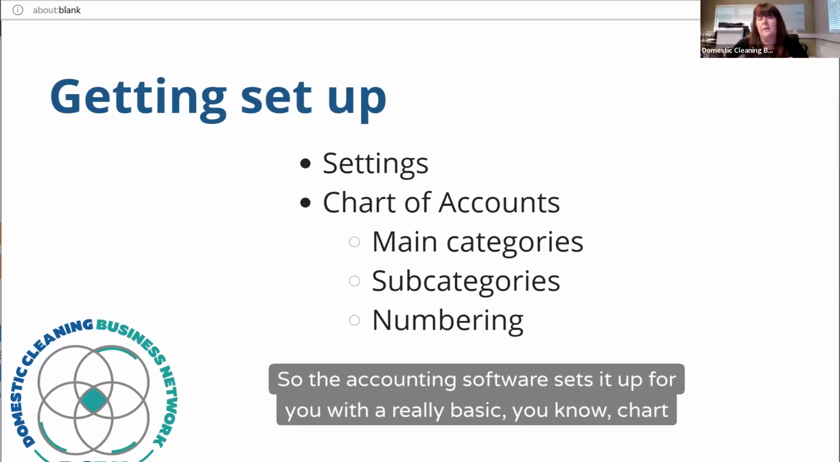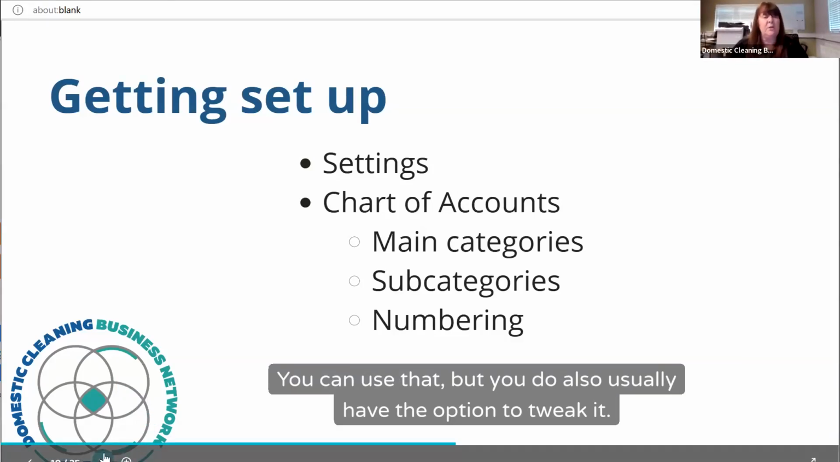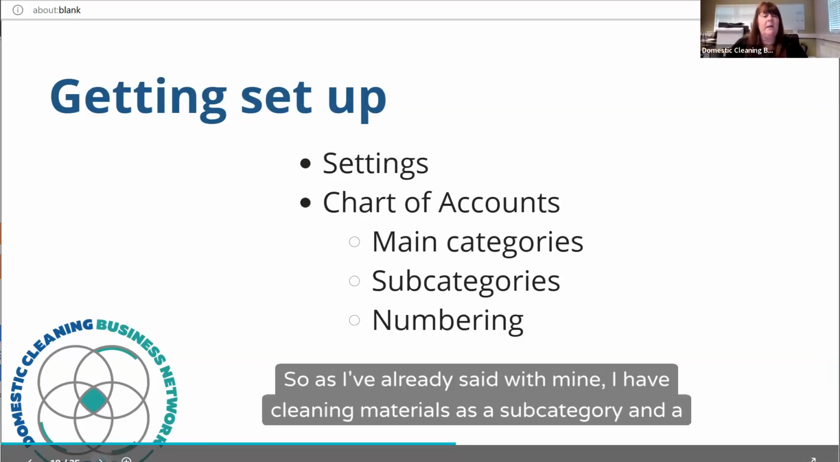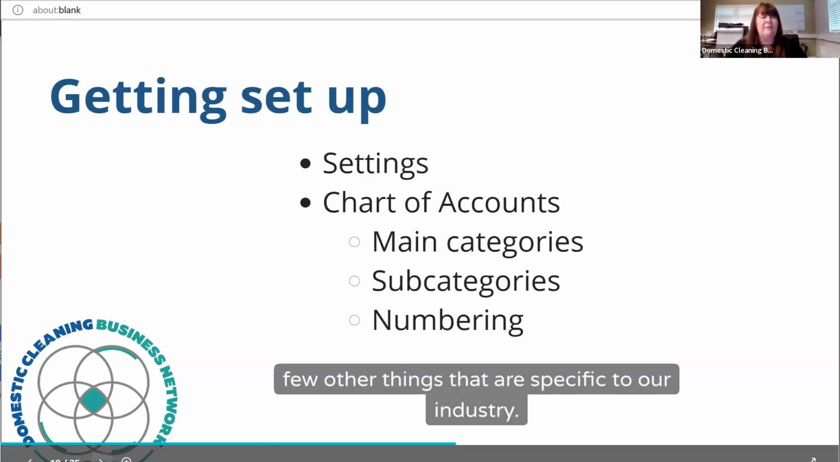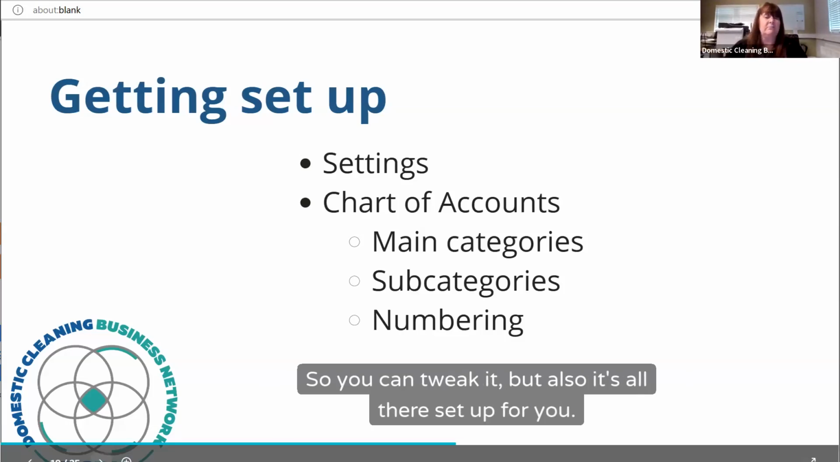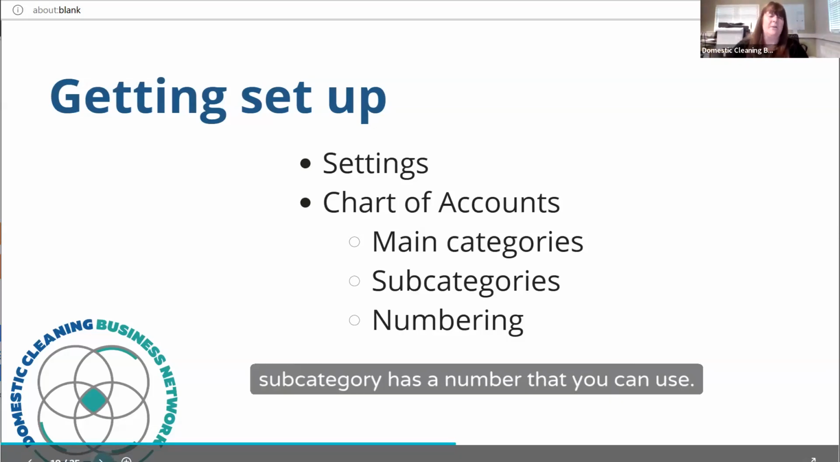The accounting software sets it up for you with a really basic chart of accounts. Nothing wrong with that. You can use that, but you do also usually have the option to tweak it by adding some subcategories that make your accounts a bit easier to understand. As I've already said with mine, I have cleaning materials as a subcategory, and a few other things that are specific to our industry. So uniforms are in there as a subcategory, for instance, in mine. So you can tweak it, but also it's all there set up for you. It works in main categories, subcategories, and each category and subcategory has a number that you can use.